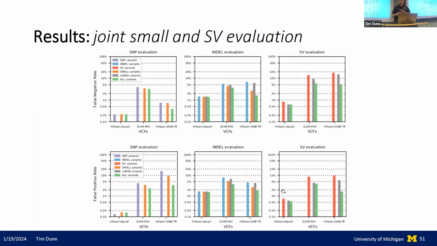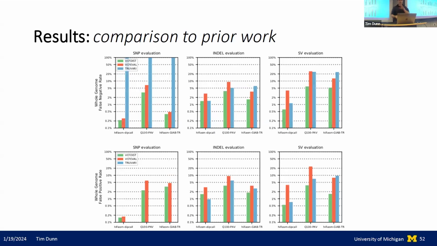So everything's on a log scale, so it's kind of hard to see what's going on. But we found that there was an average of around 25% decrease in measured false negatives and false positives for SNPs and indels, and around 50% decrease for structural variants. And again, that's going back to the cases where there are several smaller variants that match up with a large variant, and vice versa. So the next thing we did was compare to prior work.